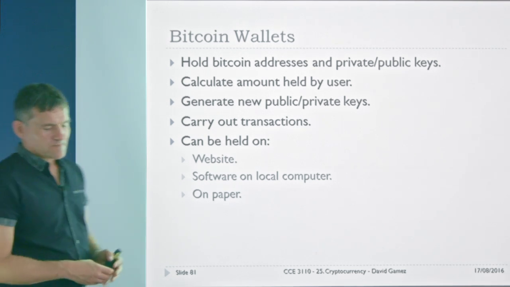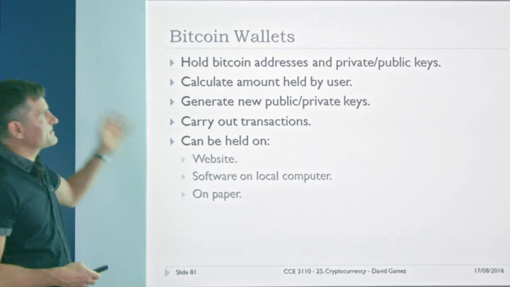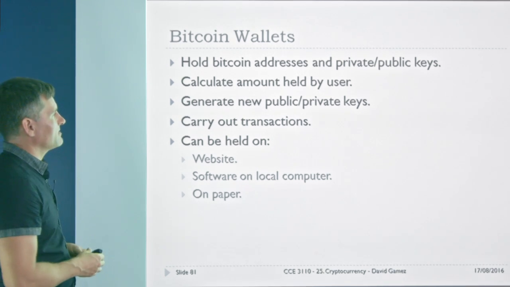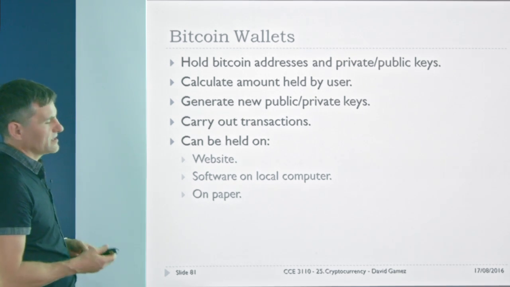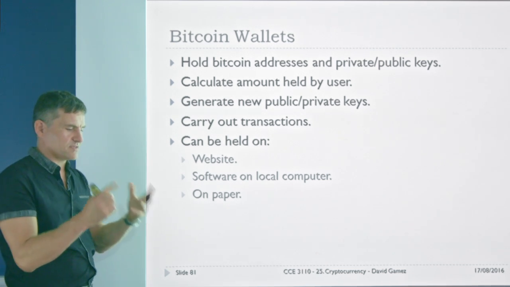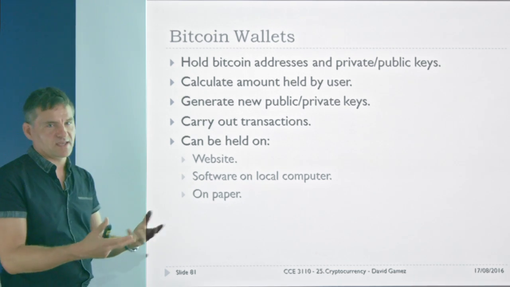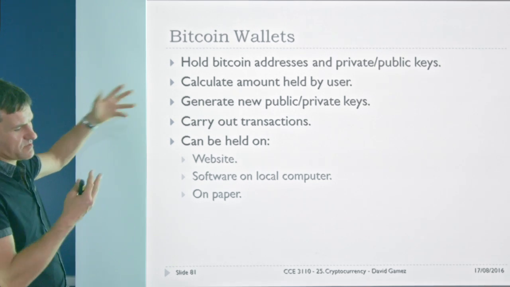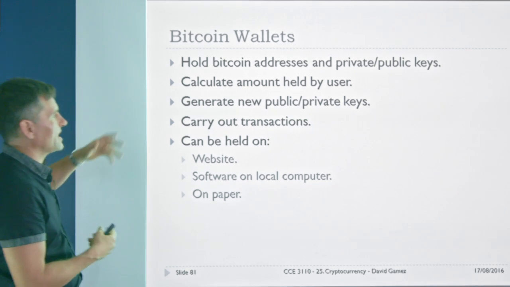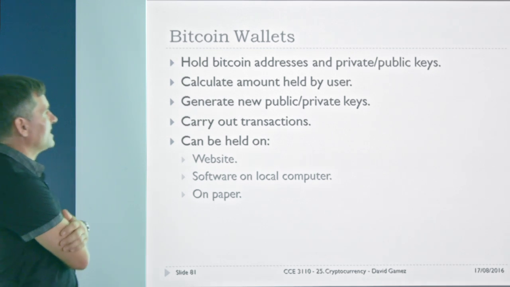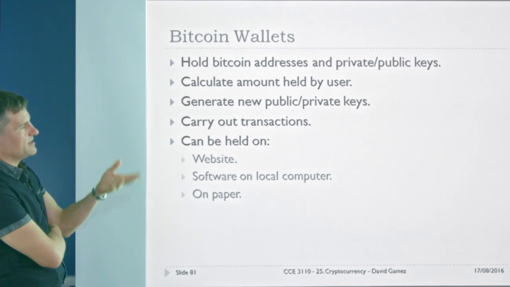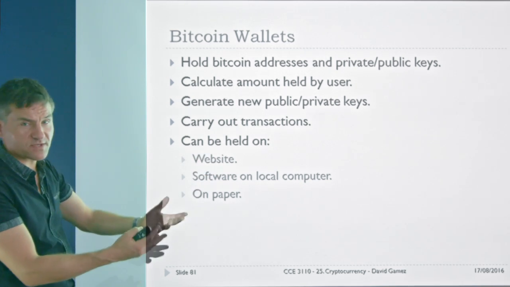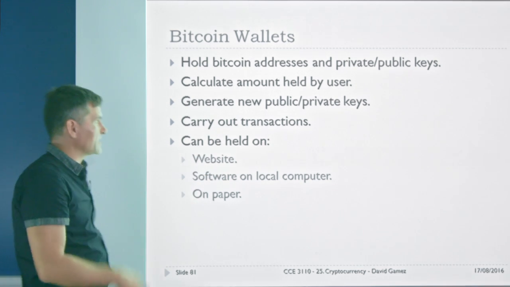Right, so if you're a user of the Bitcoin system, you probably have something like a Bitcoin wallet, and that holds your Bitcoin addresses and the public-private keys that you own. You can have as many of these as you like. They don't have any personal data in them. The only thing that the Bitcoin address has is the hash of your public key. Using the wallets, you can work out by looking at the previous transactions how many Bitcoins you actually have associated with these public-private key pairs. You can generate new public-private keys, carry out transactions, and your Bitcoin wallet could be on a website, maybe you have local software, and you could even write it all down if you wanted.